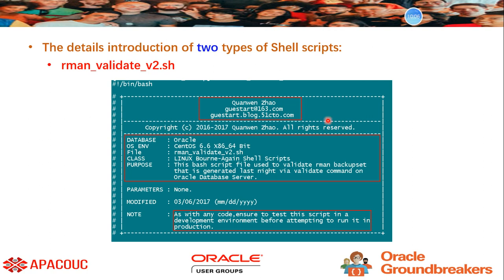In the middle, I classify them into 5: database, operating system environment, file, class, and purpose. And at the bottom is a note, which ensures you test it in your test environment before attempting to run it in a production system.